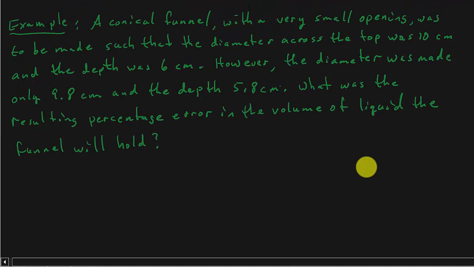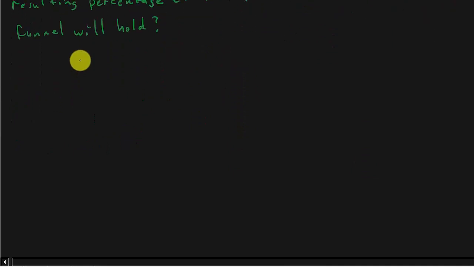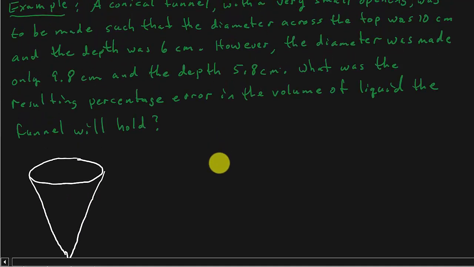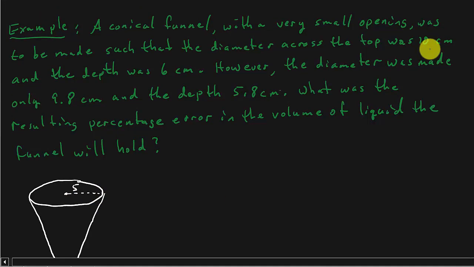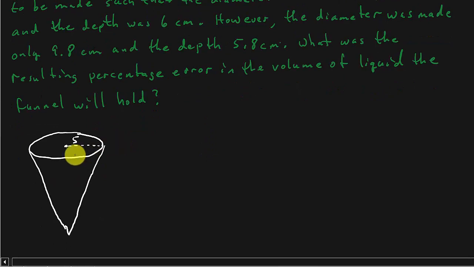All right, so let's see what we've got here. I guess we can draw a picture of this thing first. So this is going to be the cone here. That's going to be 5, because it said the diameter was 10, so we'll label the radius as 5. And then we've got the height here. Let's label that radius, which for the big one is 5.